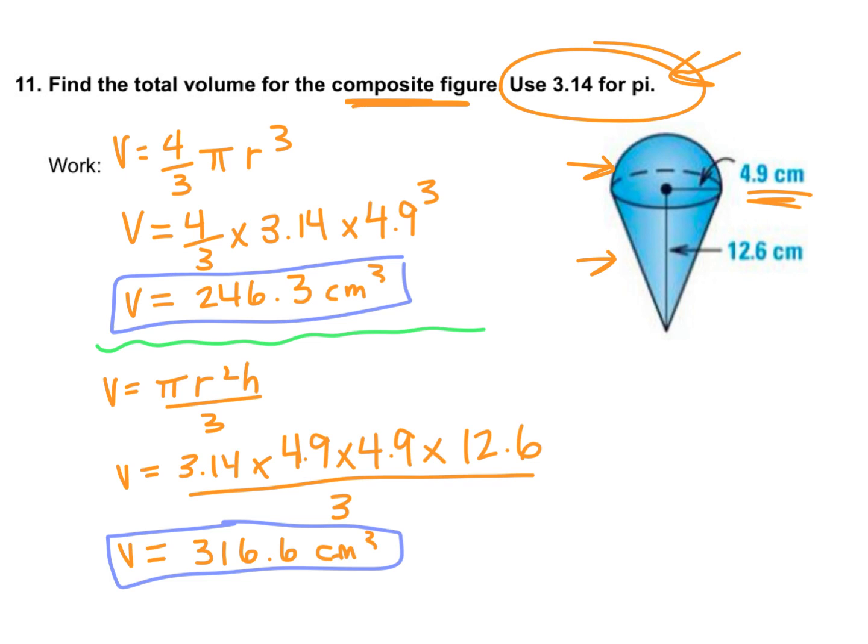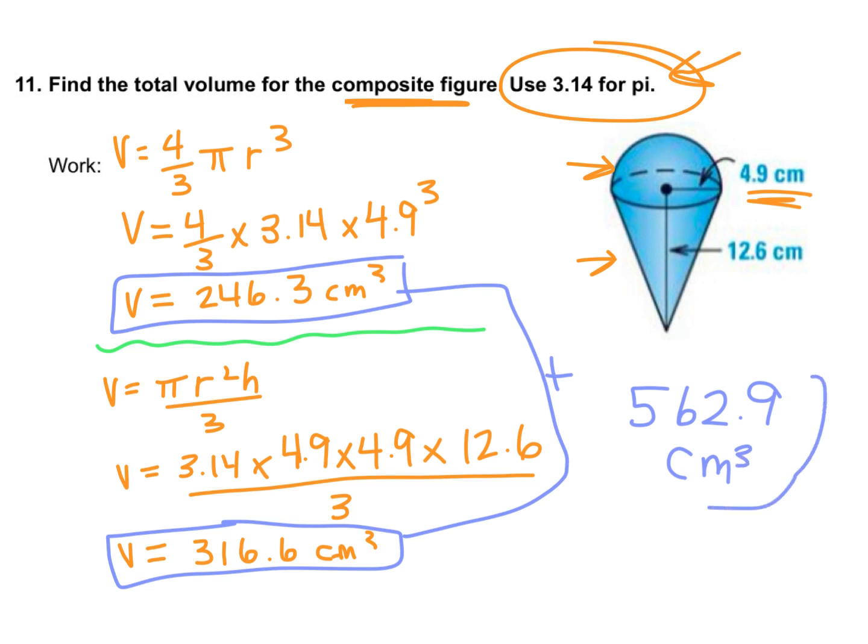Now, composite, and they're stacked on top of each other. So I take both of those and add them together, which gives me a grand total of 562.9 centimeters cubed for my composite figure.